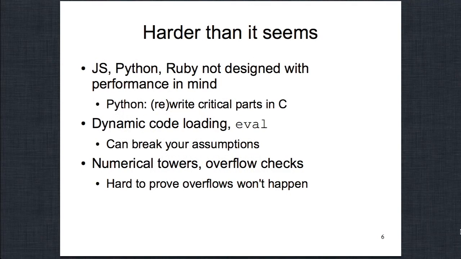It's hard to optimize dynamic languages because many of them were not designed with performance in mind. If you complain about the performance of Python, the response you're typically going to get from the community is that you should rewrite the critical parts of your program in C because performance is just not a concern. There's also dynamic code loading, eval, which makes optimization difficult because you don't have access to the whole program for analysis. And new code could break your optimization assumptions at any time.